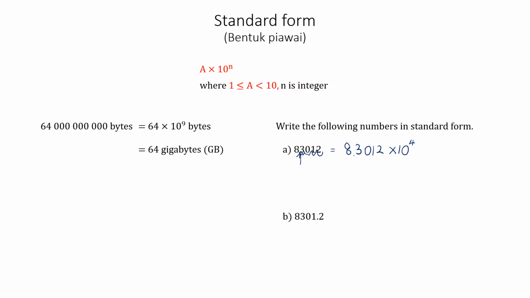So for question B, still the same concept. To write in standard form, I must write the number between 1 and 10. To make this number between 1 and 10, move the decimal to here, 8.3012. This number is between 1 and 10. And just now I have to move the decimal, so 1, 2, 3. I have to move 3 place values. So I need to multiply with 10 to the power of 3.